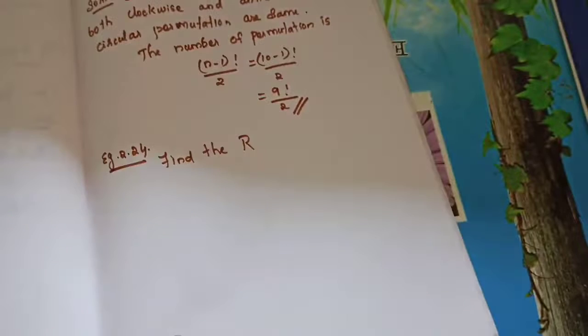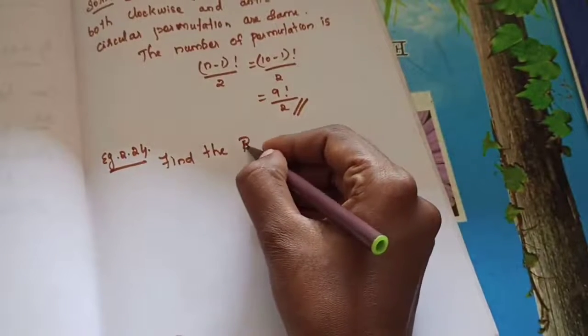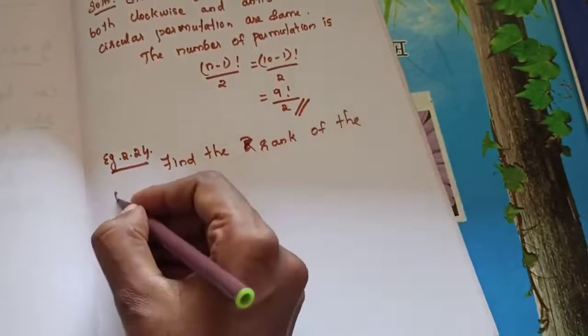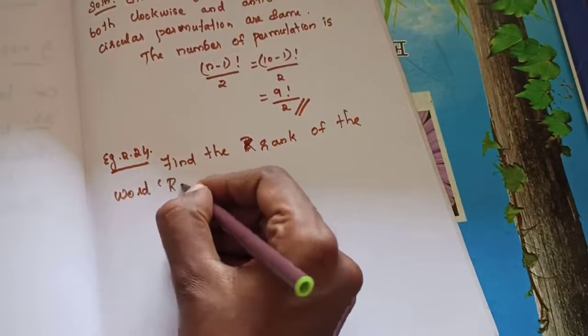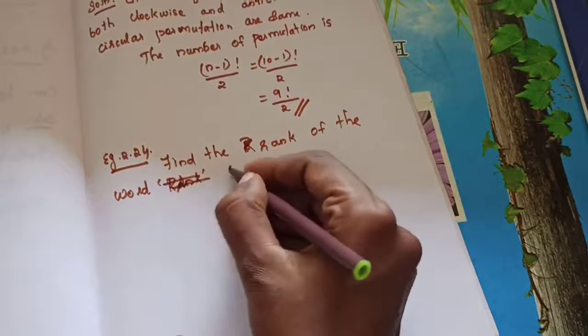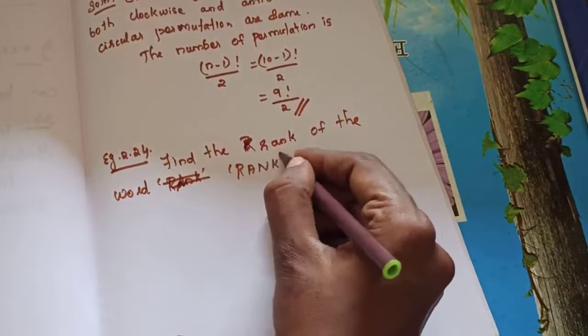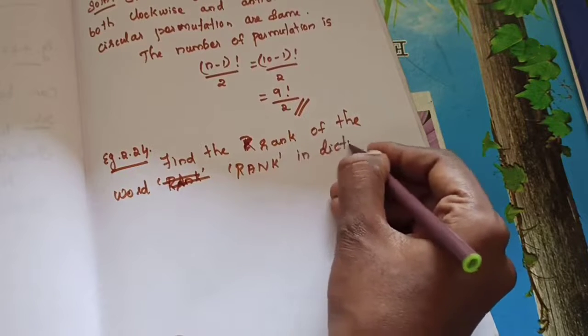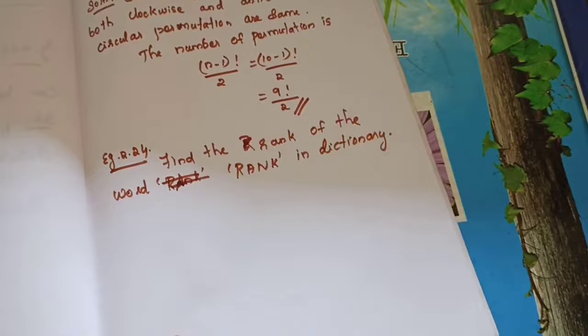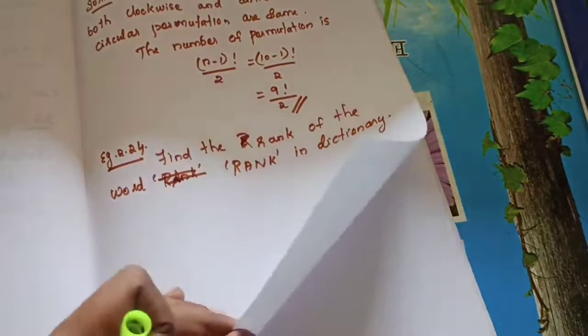Find the rank of the word RANK, capital letters, R-A-N-K, in the dictionary. What's the question? Find the rank of the word RANK in the dictionary. You want to be very careful. Listen here very carefully, otherwise you won't understand. Understand? So we need to find the rank of the word RANK.